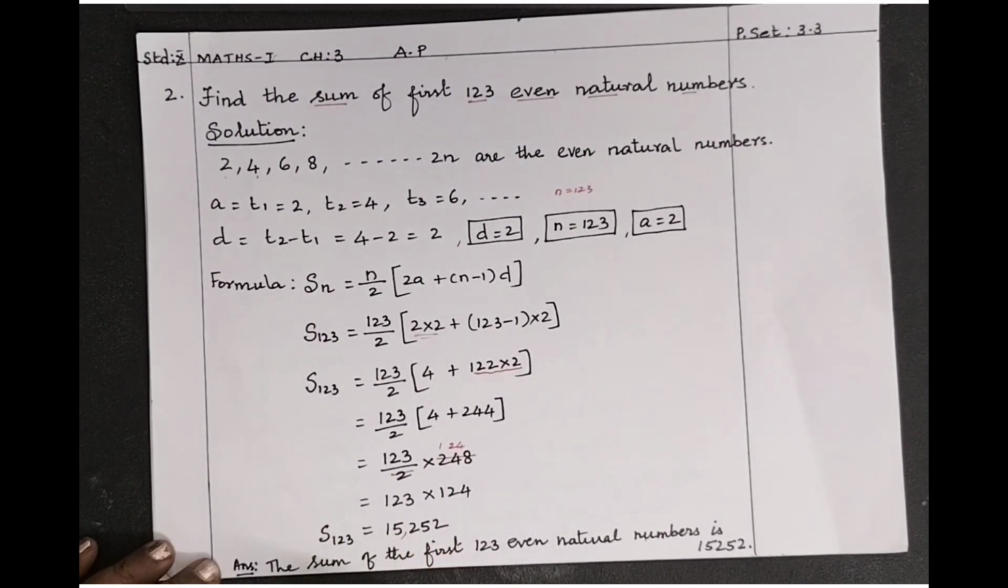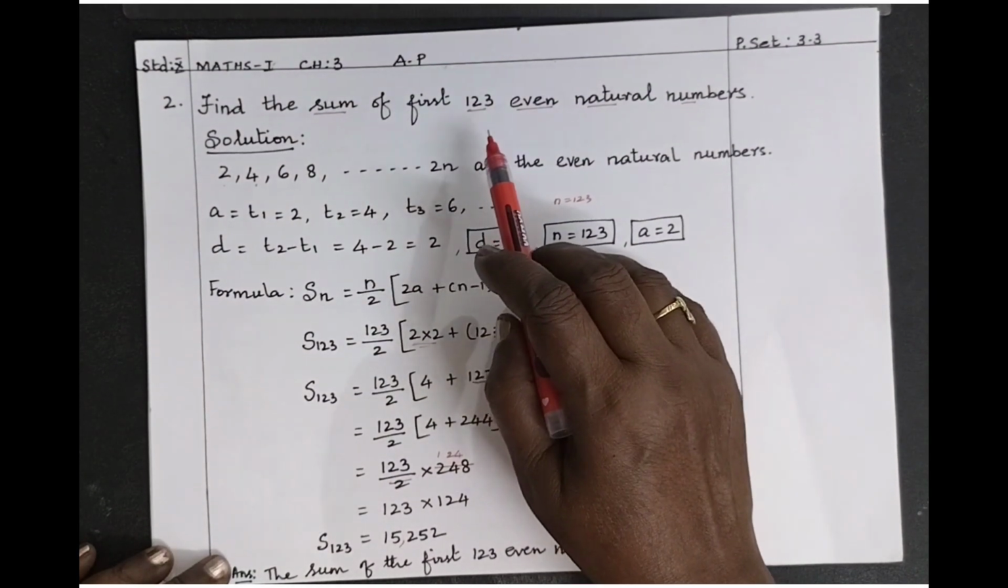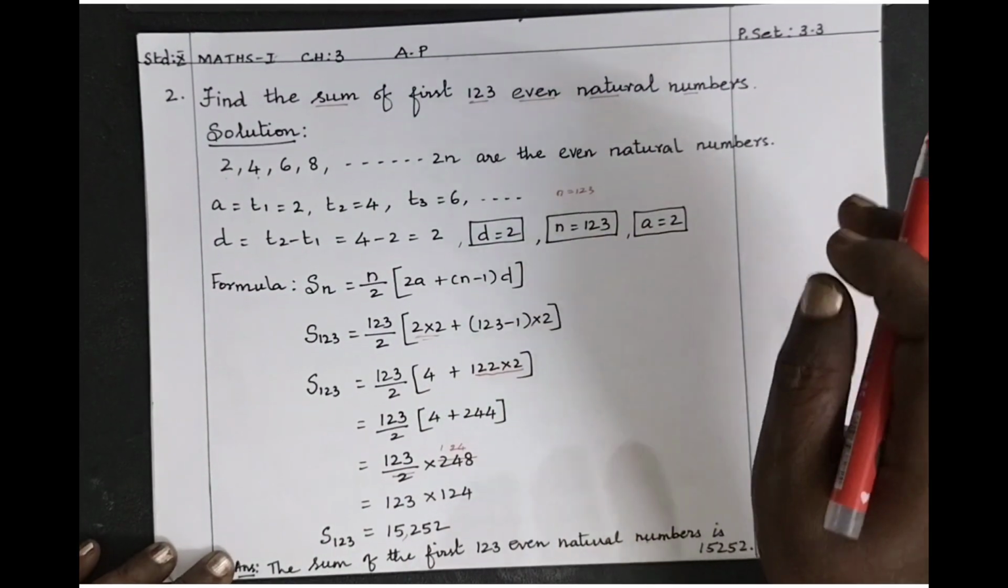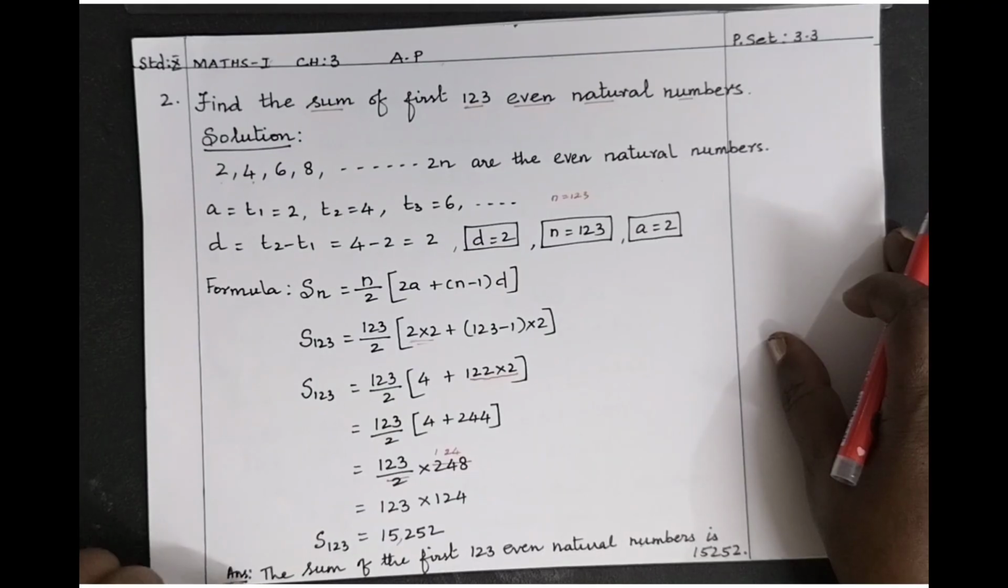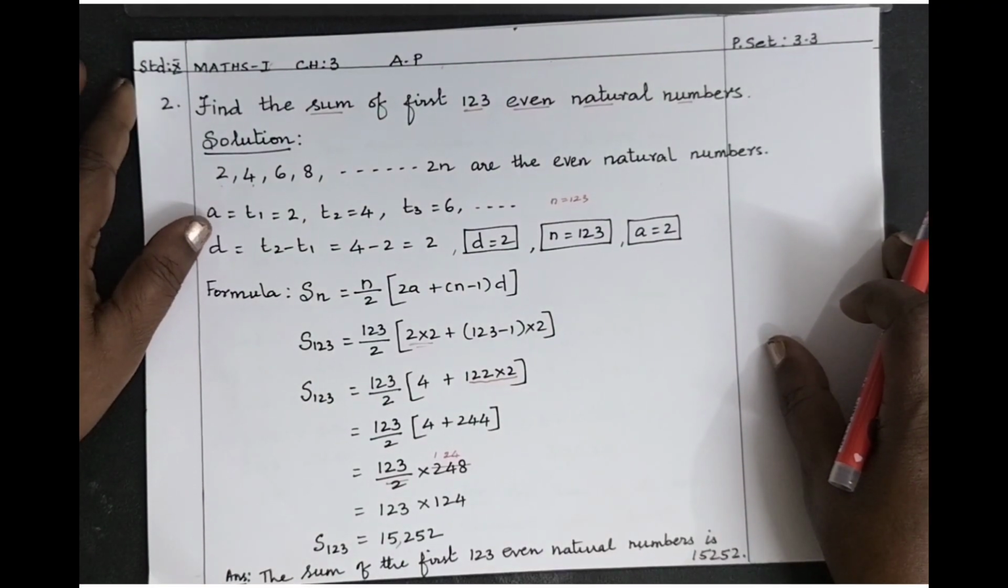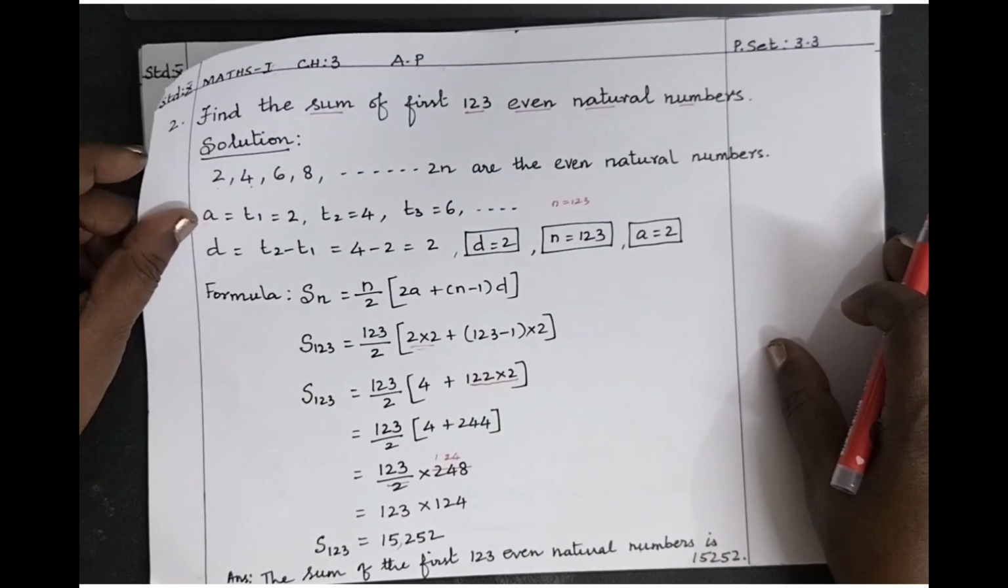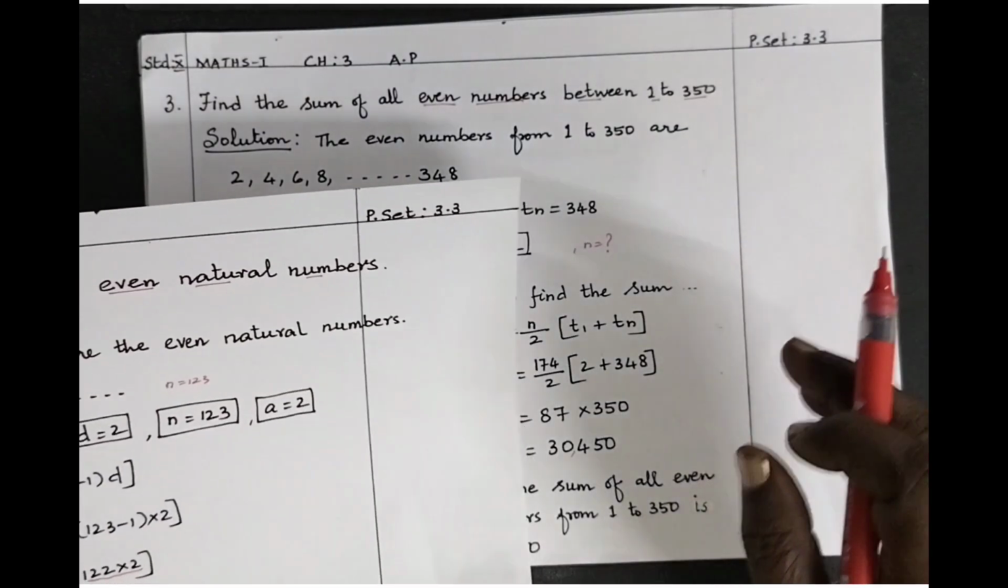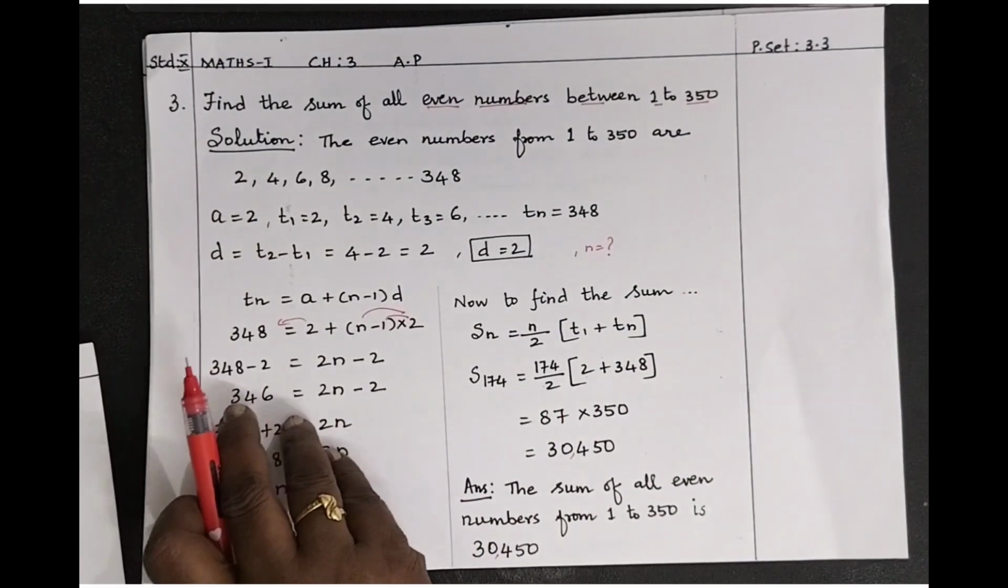15,252. Therefore, the sum of first 123 even natural numbers is what? 15,252. Now here directly you can use the formula to find out first n even natural numbers. That formula also you can use and find out this value. Second sum is over. Now third sum.